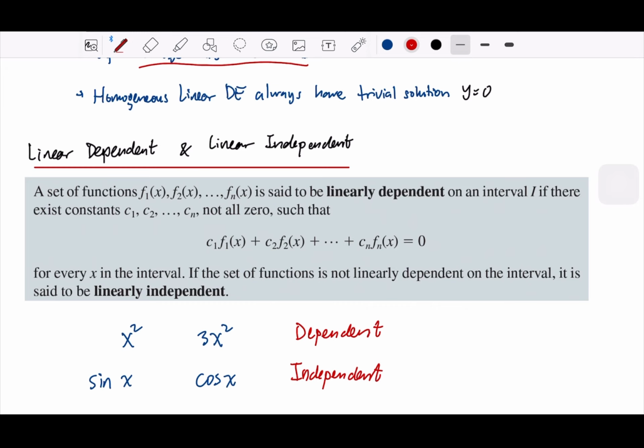There is another way to determine the dependency. We use the determinant, and we call the method the Wronskian. Let me write it for you.